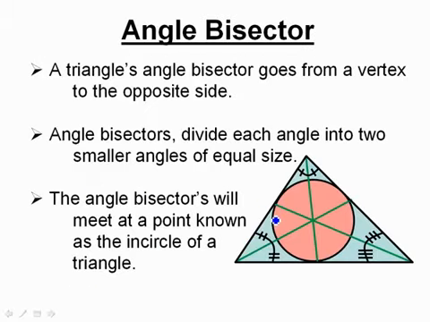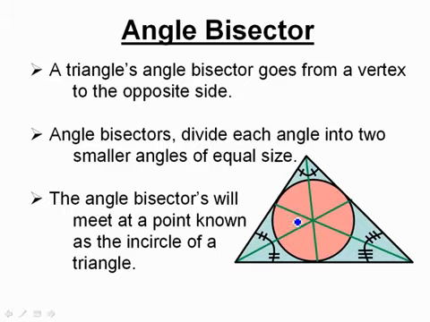Angle bisector. A triangle's angle bisector goes from a vertex to the opposite side. Pretty clear? Angle bisectors divide each angle into two smaller angles of equal size. So, for instance, if we had an angle that measured 42 degrees, and we got the angle bisector, it would divide the angle into two smaller angles, each of 21 degrees. The angle bisectors will meet at a point known as the incircle of a triangle. So I think on the next slide I explain exactly what the incircle is.